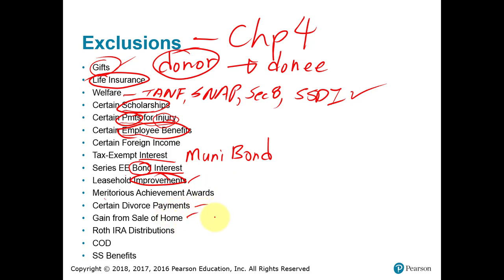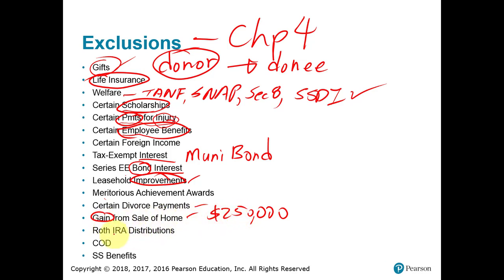If you sell your home, if you meet certain conditions, up to 250,000 for single or half a million, double this, for a married filing joint couple, could claim a gain, not sales price now, but a gain that's tax free.